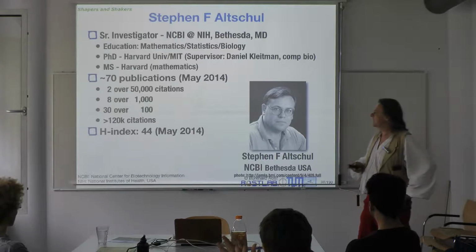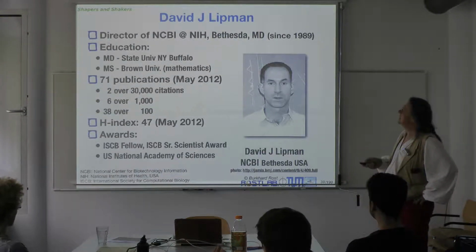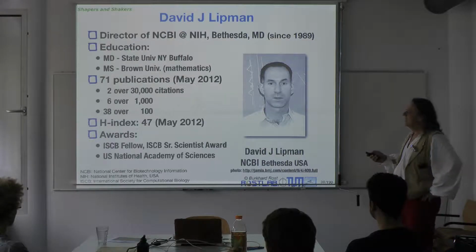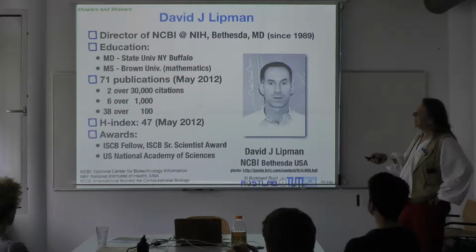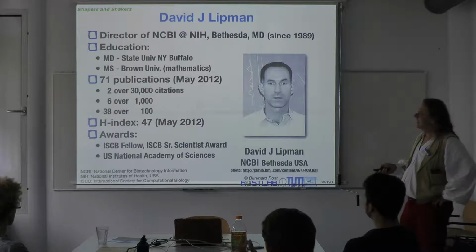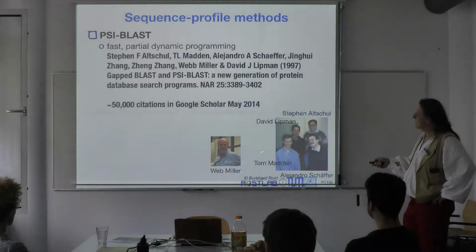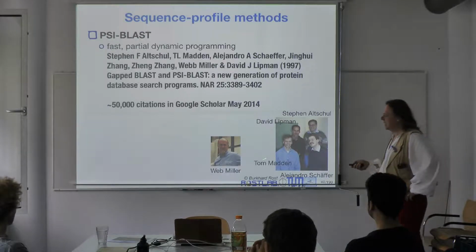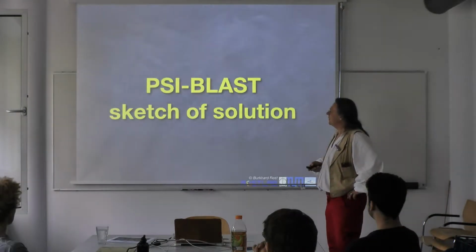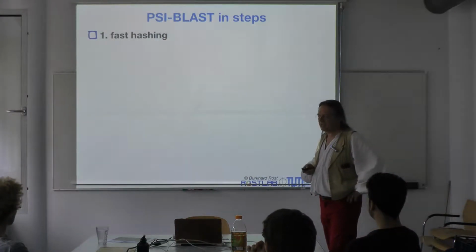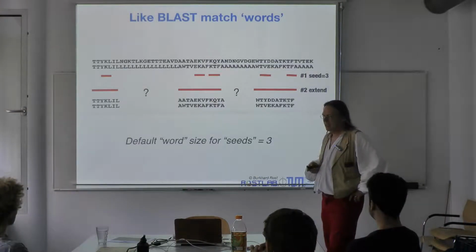It has immense influence. Another person behind PSI-BLAST is the long-term director of NCBI, David Lipman. In this particular case, the H-index is a little bit higher. He made it happen. And then there is a whole team behind it, which, I said already last time, includes Webb Miller. Now, the first step is the fast hashing. That's the same that we had before.